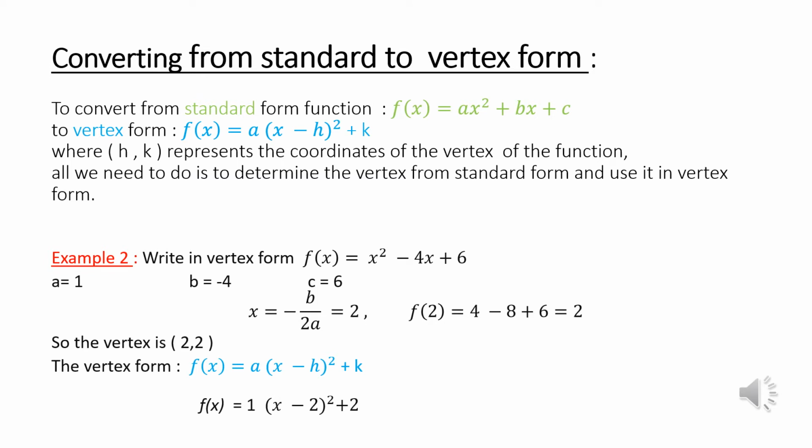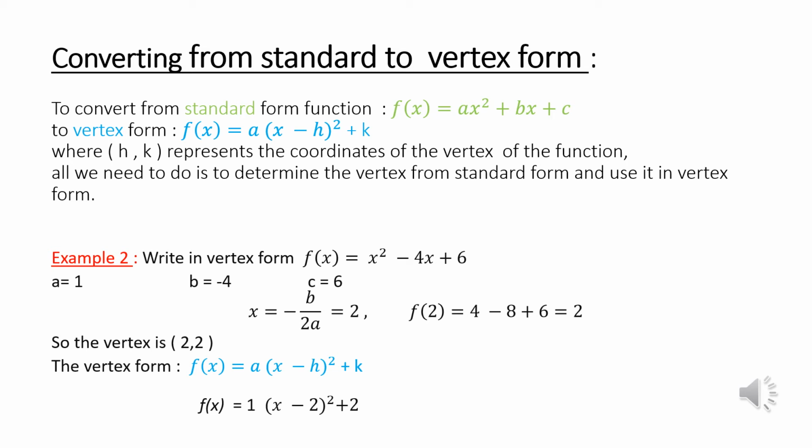How can we convert from standard to vertex form? To convert from the standard form f of x equals ax squared plus bx plus c to a vertex form f of x equals a into x minus h squared plus k, where h and k represent the coordinates of the vertex of the same function, all we need to do is to find the vertex from the standard form and use it in the vertex form.